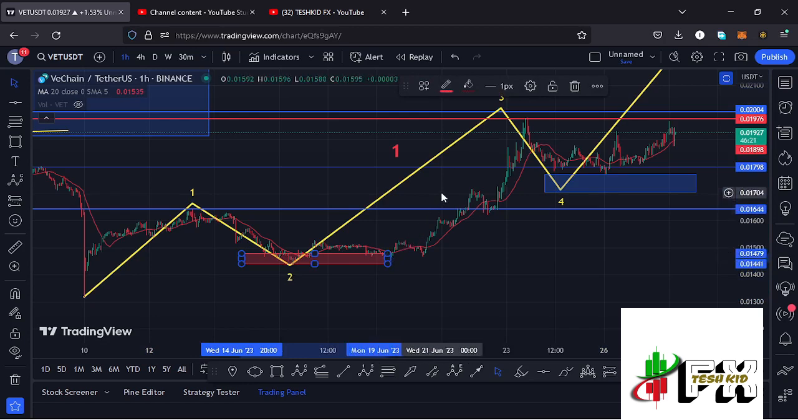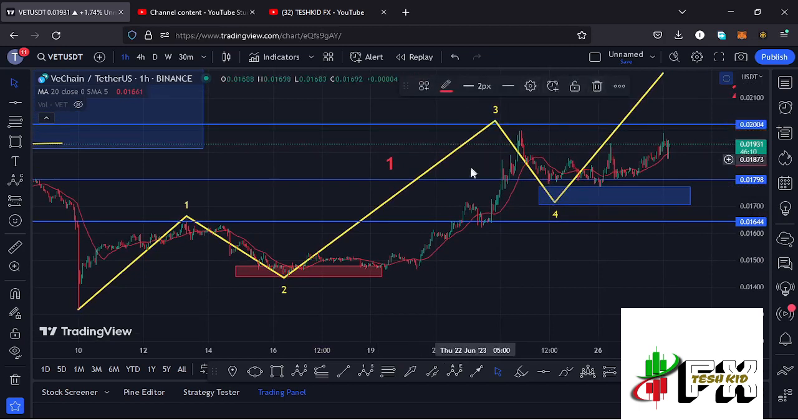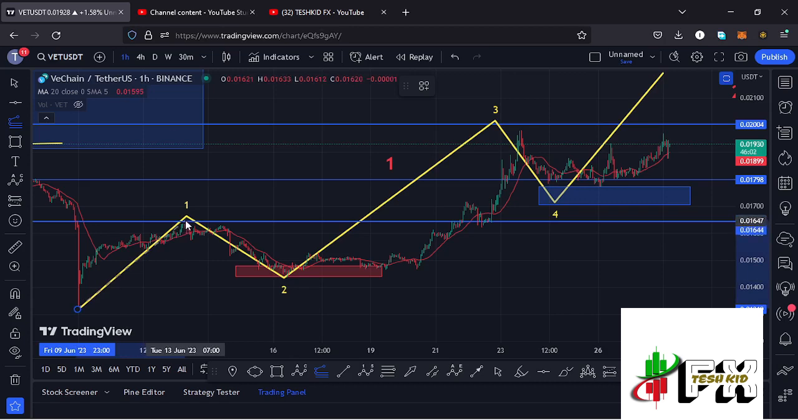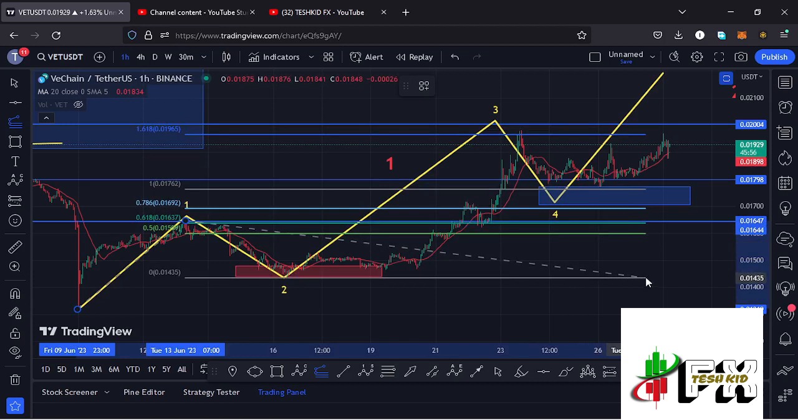Then afterwards we saw a very nice reaction off the target area and started an impulsive move to the upside in the formation of a wave 3, in a move that fully maximized the minimum target areas that I gave you, basing it on the trend-based Fibonacci, connecting it from the low of the first wave to the high of that wave 1, then dragging the fibs to the low of the second wave, giving me a minimum target area at the fib level 1.618, and that is at around the $0.01967 mark.